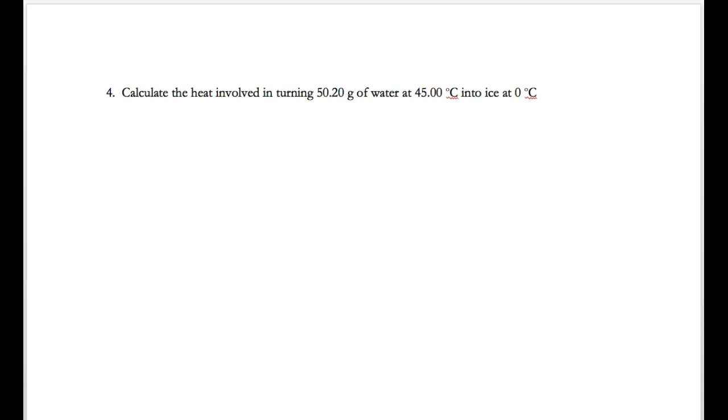The next problem that we're doing is question number 4. We're back to water here, so easier than the number 3 that we just did. We've got a temperature of 45 degrees Celsius, and we're told that we're going to ice at 0 degrees.